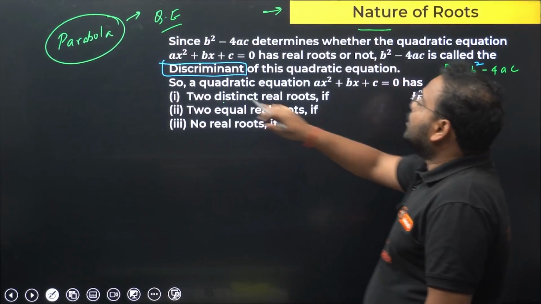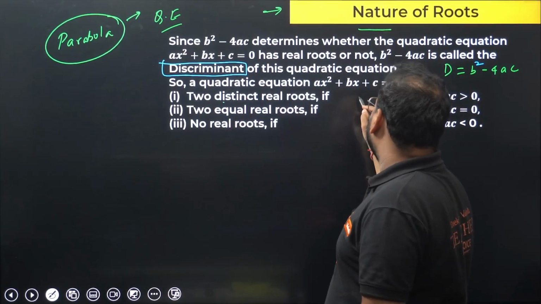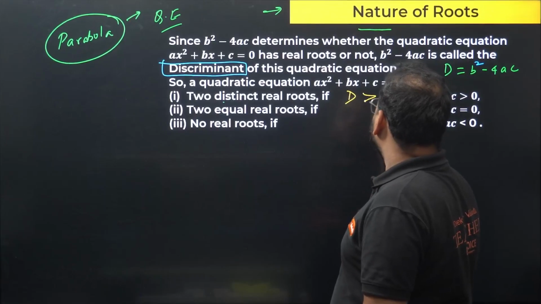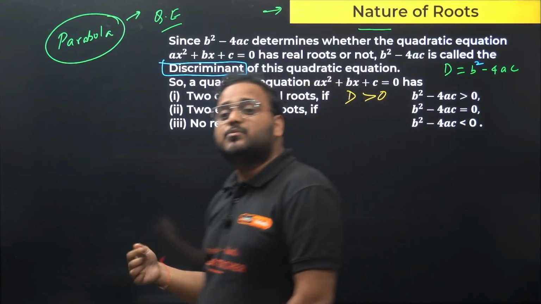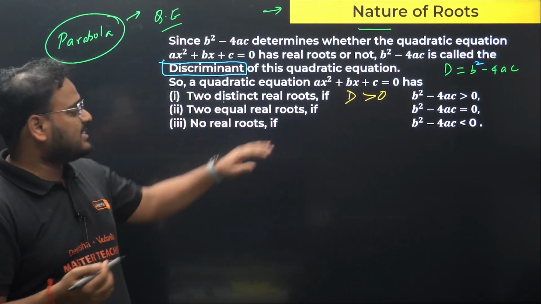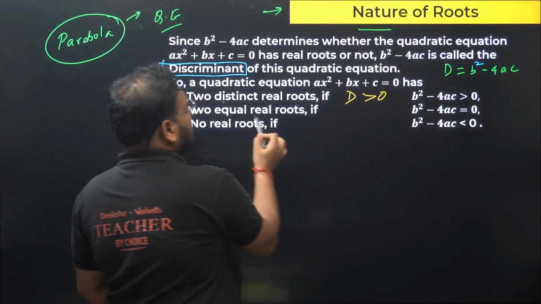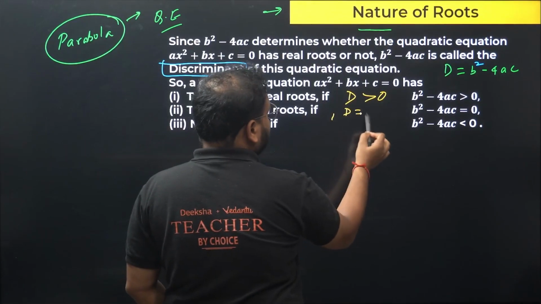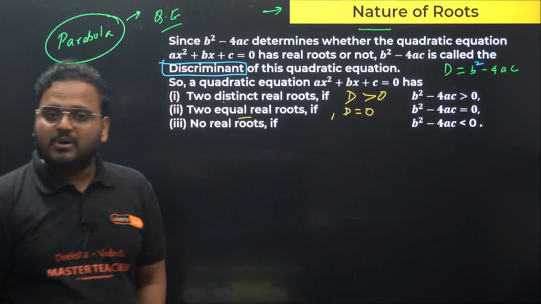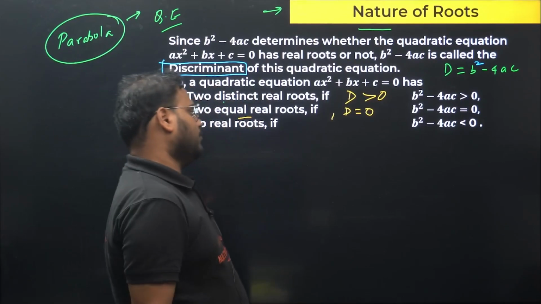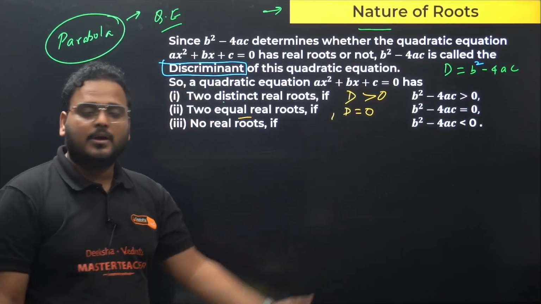Two distinct and real roots can also be written in the form: if D is more than 0. Either you write B square minus 4AC more than 0 or D more than 0, it is the same thing, because the D value is B square minus 4AC. Two equal roots means simply D is equal to 0. This value B square minus 4AC should be equal to 0.